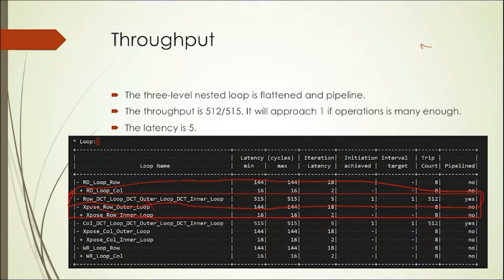Okay, so the latency is 515 and the trip count is 512. So it means that 512 is the entire operation. The entire operation is carried out in the same loop, and the pipeline is yes, so it is pipelined and flattened. So the throughput is 512 over 515. And you can see the latency is 5, but it's okay because it is flattened and pipelined, so the II is 1, because we can take a new set of input every cycle.